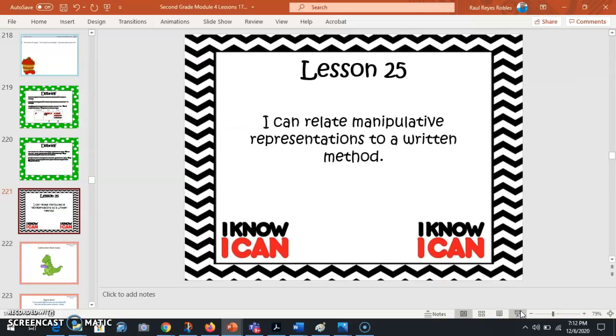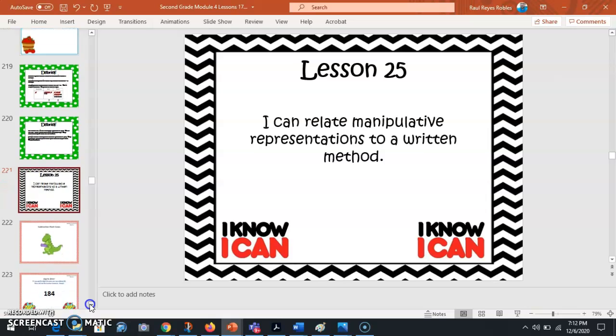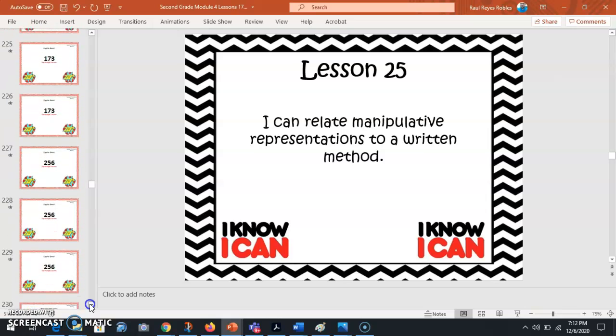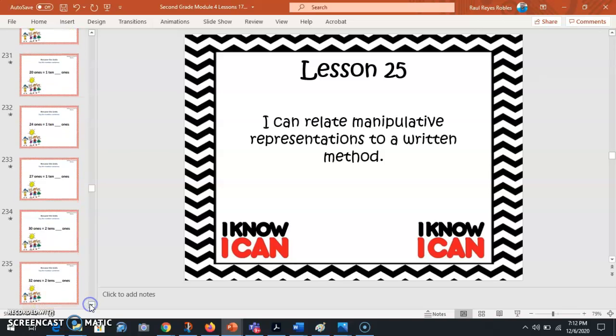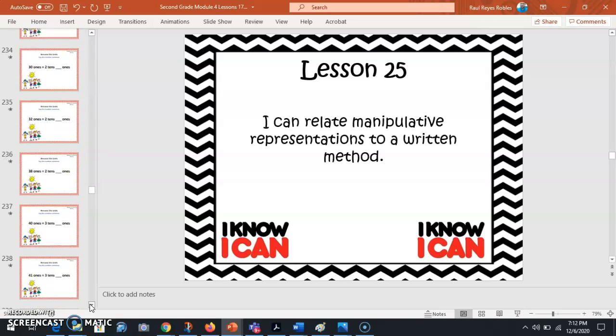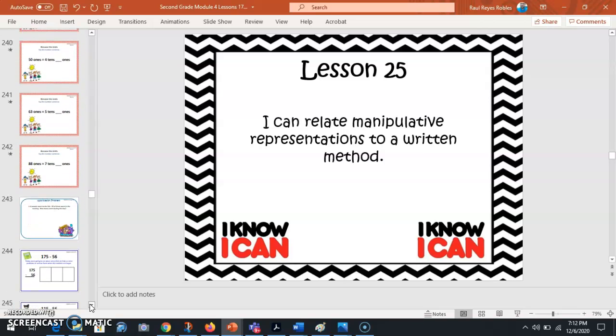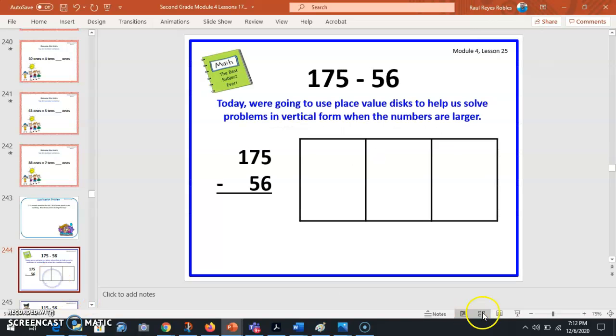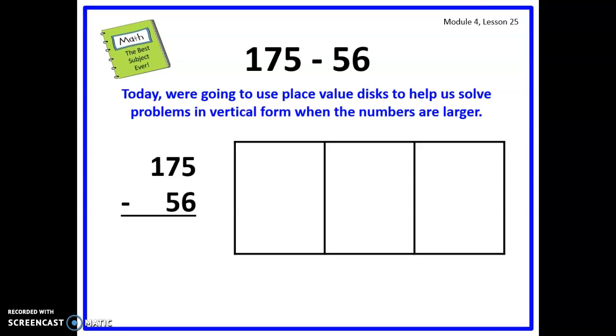Okay, so this is the first problem that we are gonna be working out together, boys and girls. Okay, I'm gonna give you about 30 seconds to grab paper and pencil so that you can copy the problems. Okay, 30 seconds. Once you have your materials ready, this is the first problem that we're gonna be working out together. 175 minus 56. Okay, so today we're going to use place value discs to help us solve problems in vertical form when the numbers are larger.